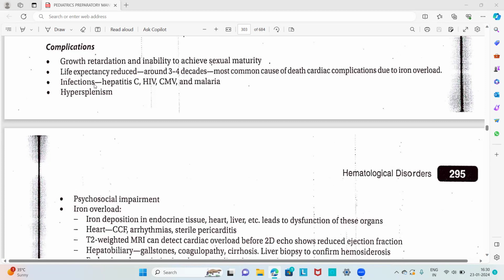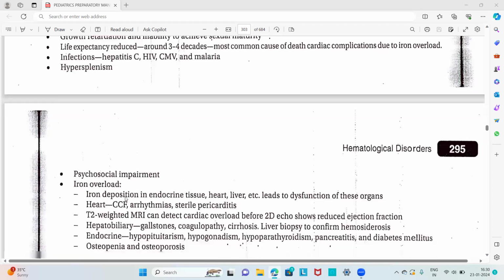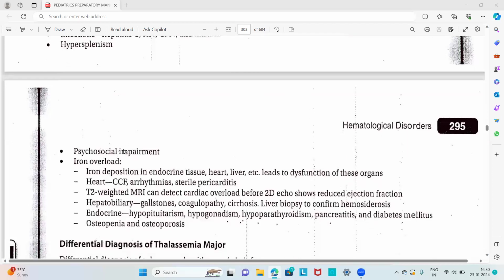Infections are also very common: hepatitis C, HIV, cytomegalovirus, and malaria. Hypersplenism is also a complication of thalassemia. So growth retardation, inability to achieve sexual maturity, reduced life expectancy, infections, and hypersplenism are complications, and there will also be psychosocial impairment.